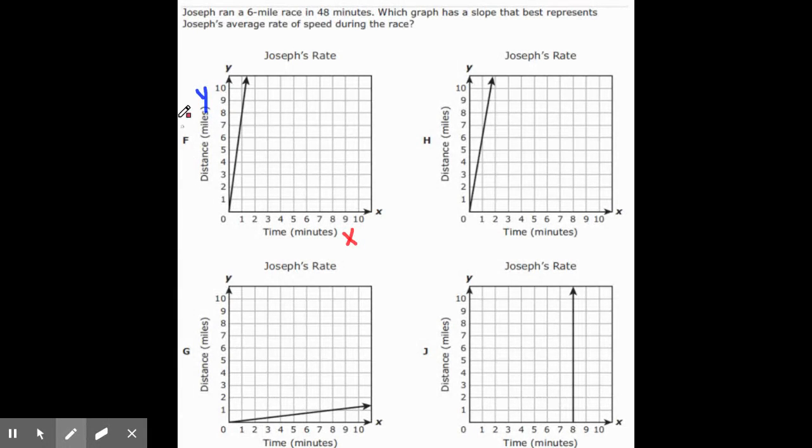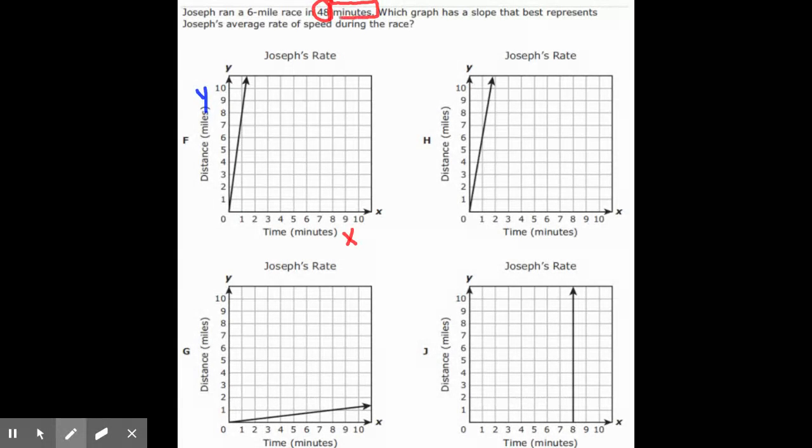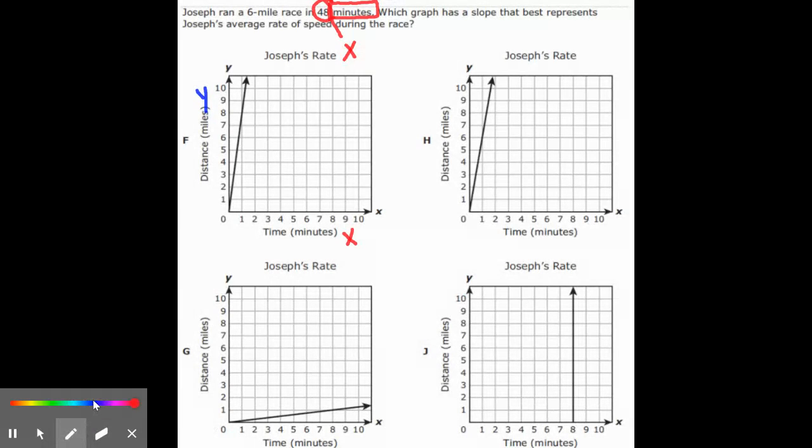All right, so let's take those same labels up to our word problem. So we have 48 minutes, and we'll identify that as our x value. And then we have 6 miles.